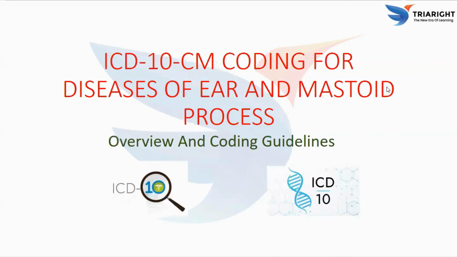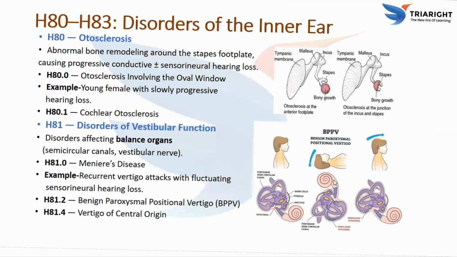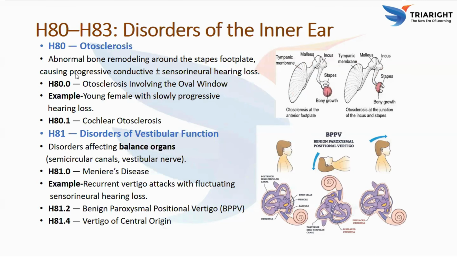So today in this session, you're going to learn about the continuation of ICD-10-CM coding classification for the diseases of ear and mastoid process. So coming to code category of H80 to H83. So what does this category include? Diseases of cochlea, vestibular system, and inner ear structures responsible for the hearing and balance.